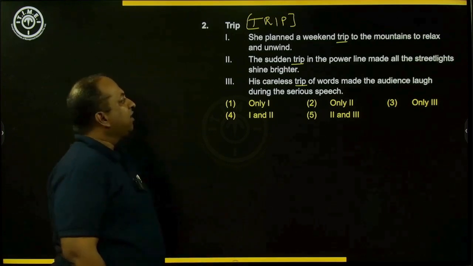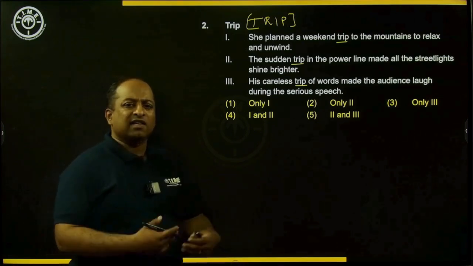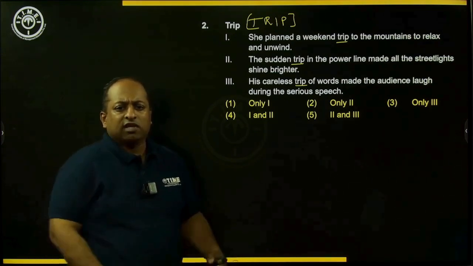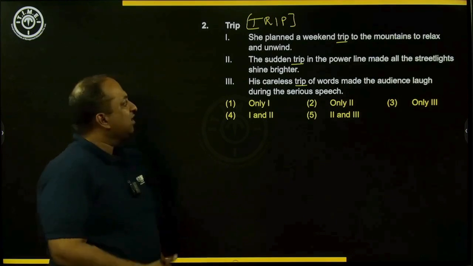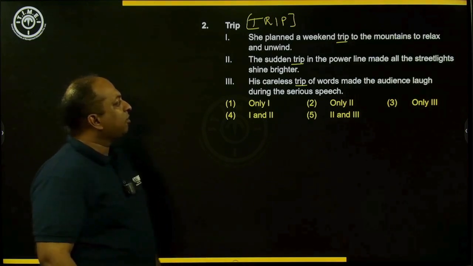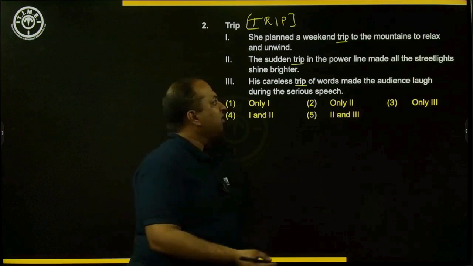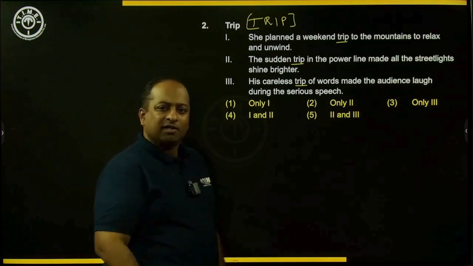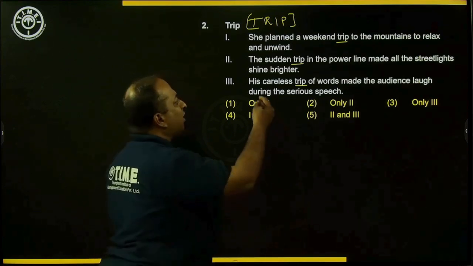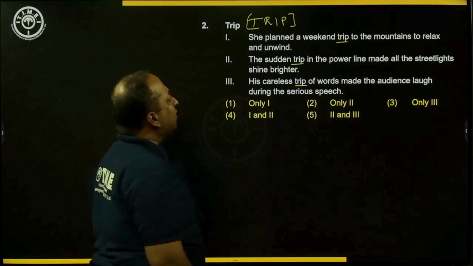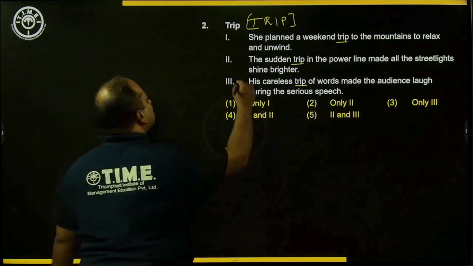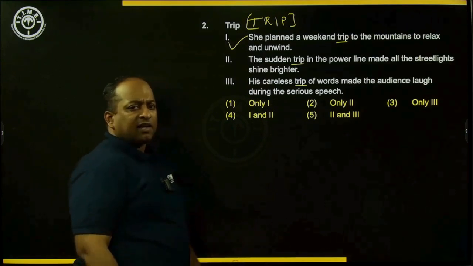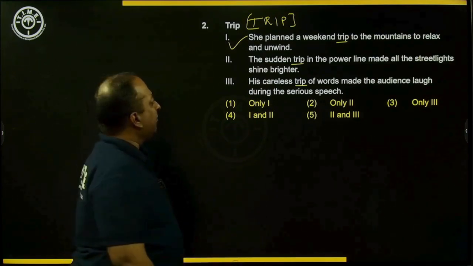So the word trip here is being used in its noun form as a journey, usually referring to a short journey. So trip is used as a journey or an excursion. She planned a weekend trip to the mountains to relax and unwind. The word trip is used in a grammatically correct way as well as it makes sense, meaning, right? So when you're talking about trip as a journey, you journey to the mountains to relax and unwind. So yes, the first sentence is grammatically correct and meaningful with respect to the word trip.